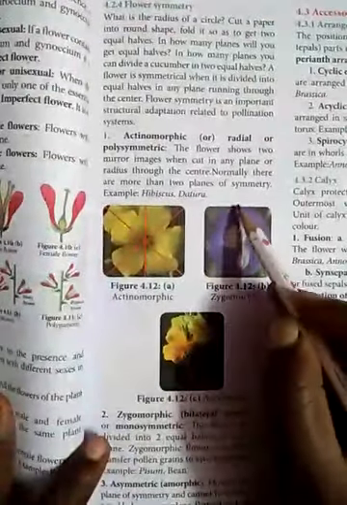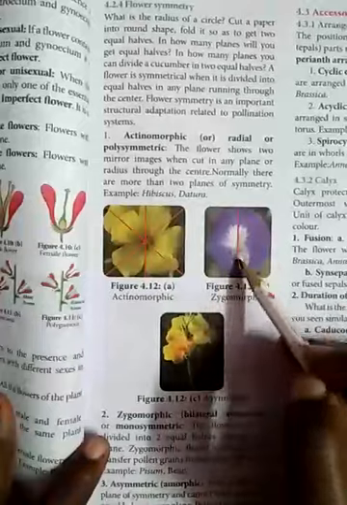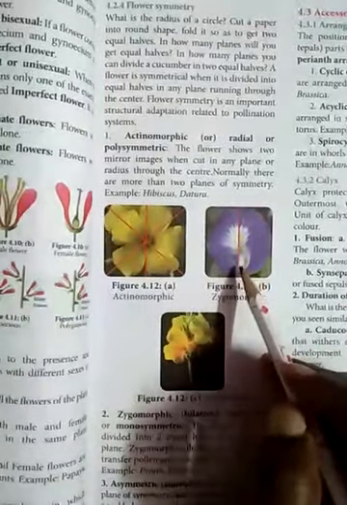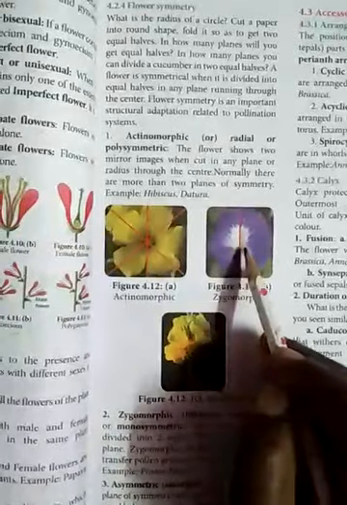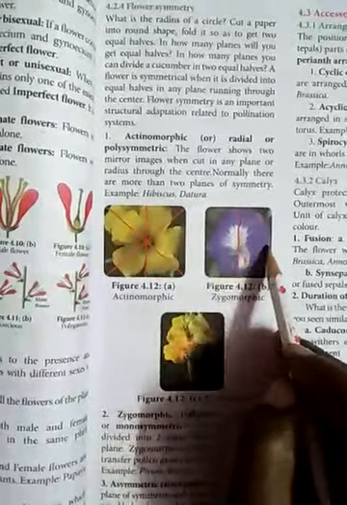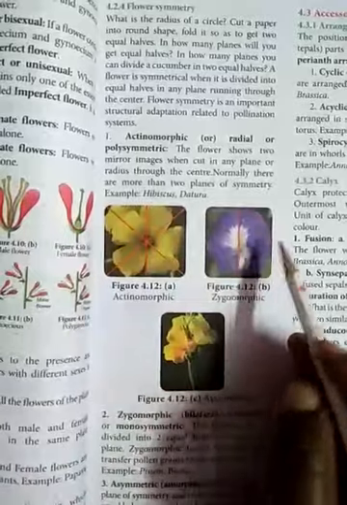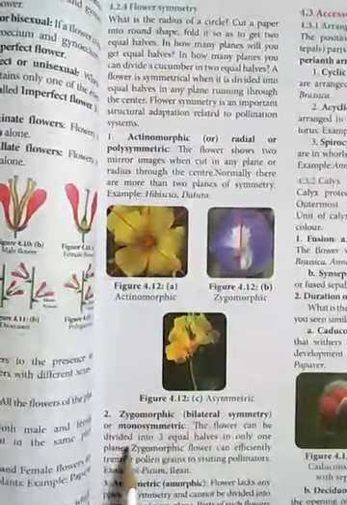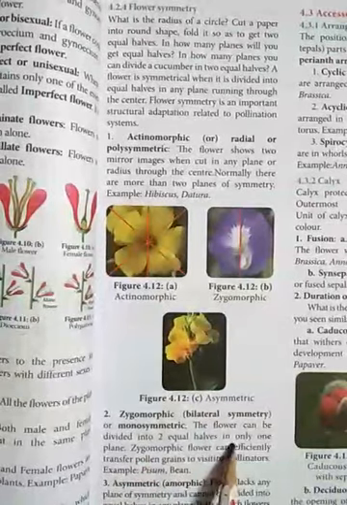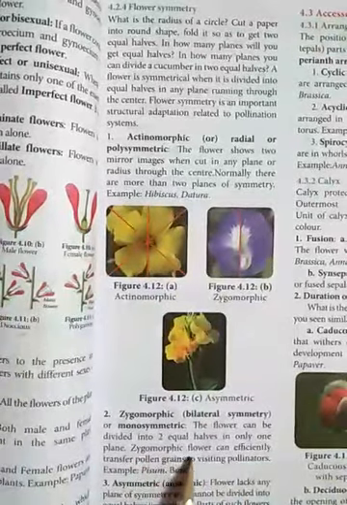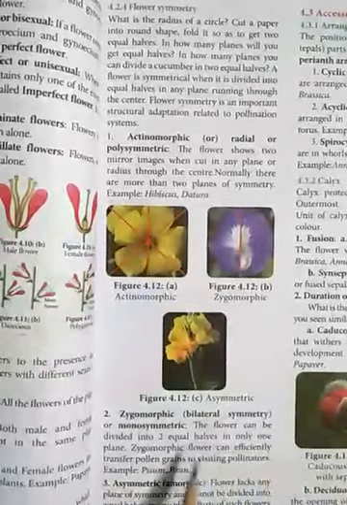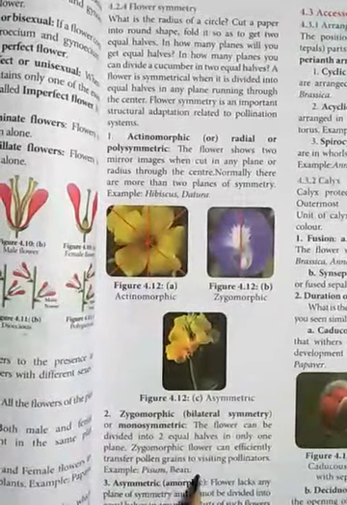Zygomorphic, if you cut only in this plane you will get the symmetry. Apart from this plane, if you cut in this plane you will not get the symmetry, then this is called zygomorphic. So in zygomorphic the flower can be divided into two equal halves in only one plane. A zygomorphic flower can efficiently transfer pollen grains to visiting pollinators. Example: pisum, bean.